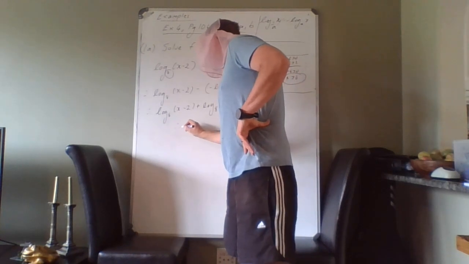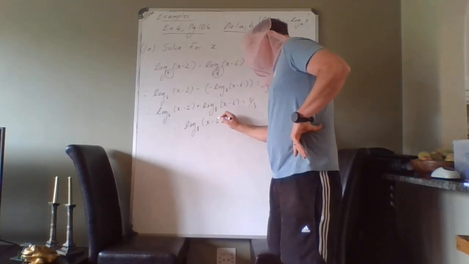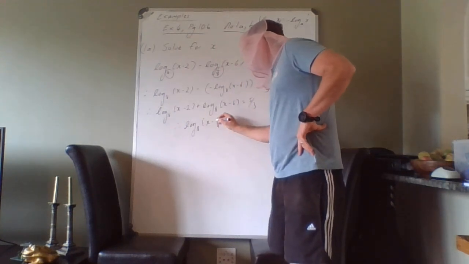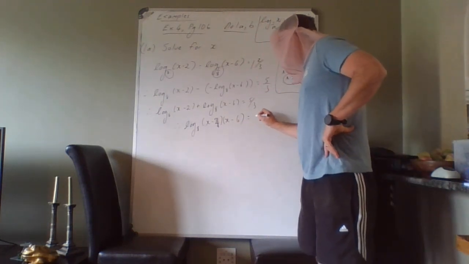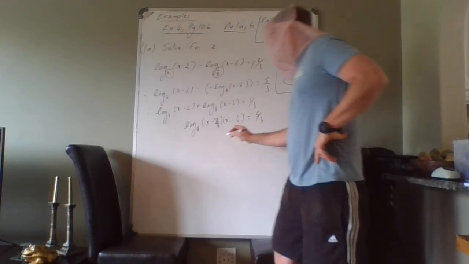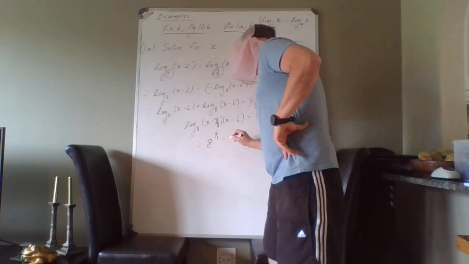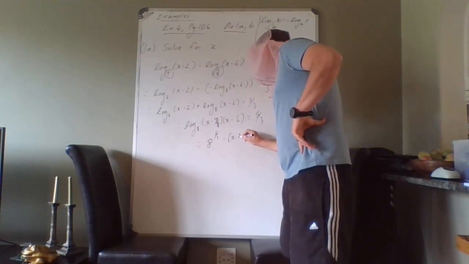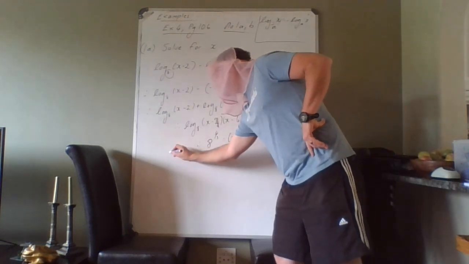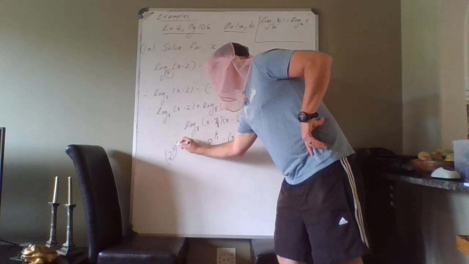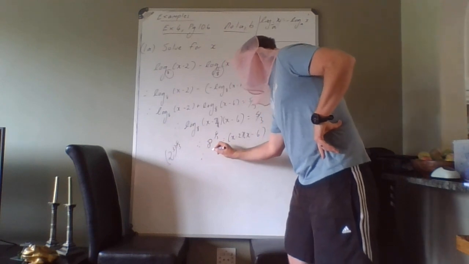Okay. And if the bases are the same, I can rewrite that as log base 8 of x minus 2 times x minus 6 is equal to 5 over 3. So therefore, if I use the definition, I can say that 8 to the 5 over 3 must be equal to x minus 2 times x minus 6. And believe it or not, you can do that without a calculator. Why? Because 8 is the same thing as 2 cubed. So I've got 2 cubed to the 5 over 3, where the 3s will cancel. You'll be left with 2 to the 5, which is what?